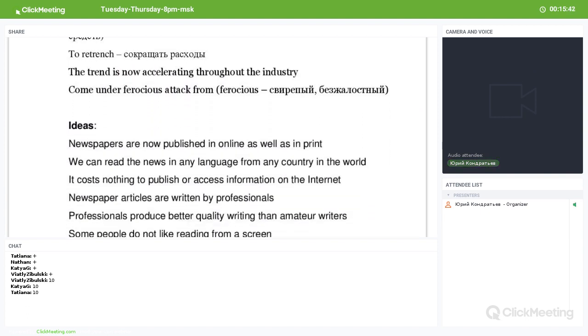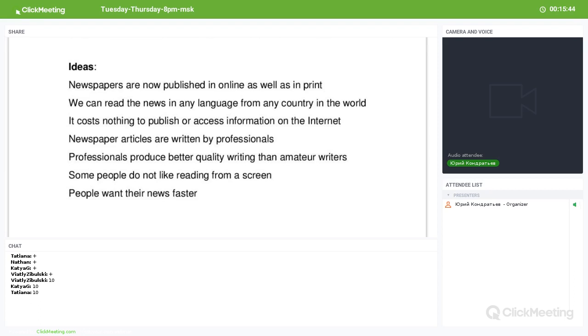Right, here are some ideas that can be used. You don't have to use them all. Basically, there should be one key idea for one main body paragraph. Here are just some examples of what you can do. So here's one idea. Newspapers are now published online as well as in print.